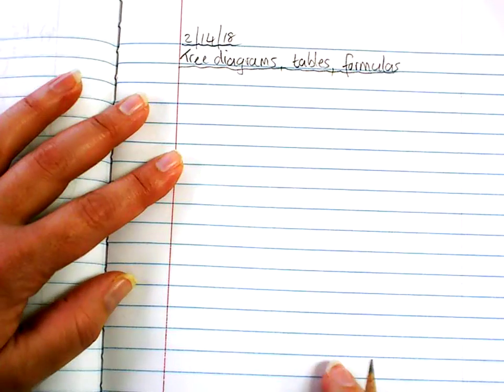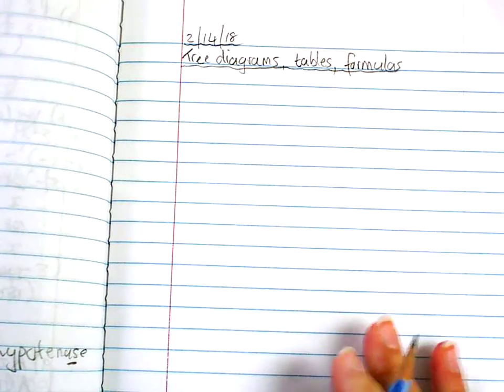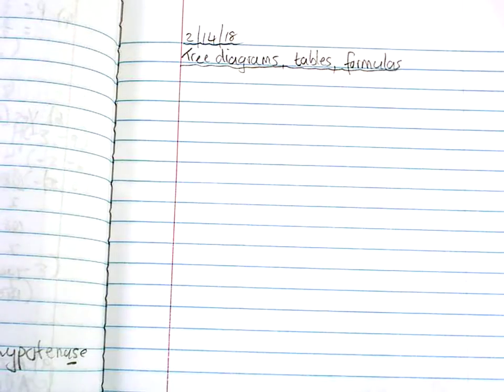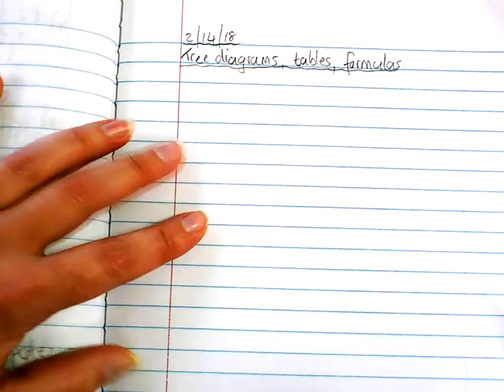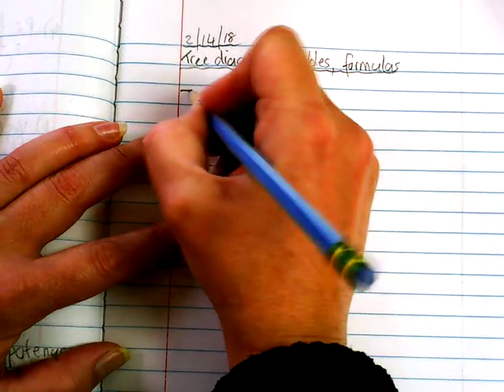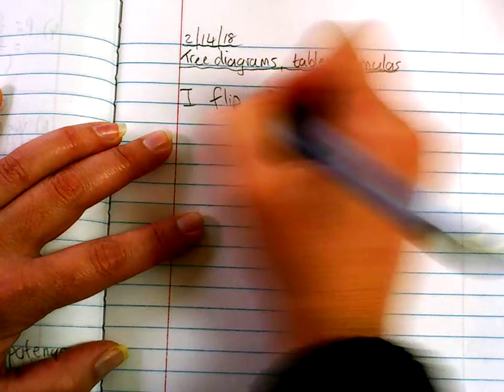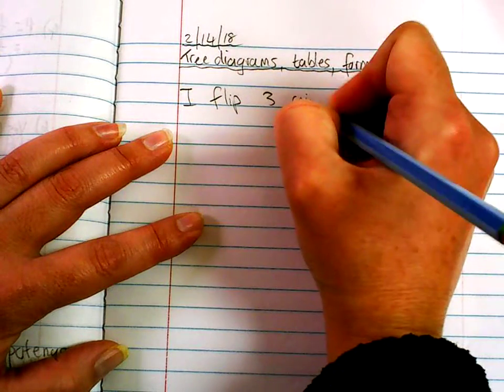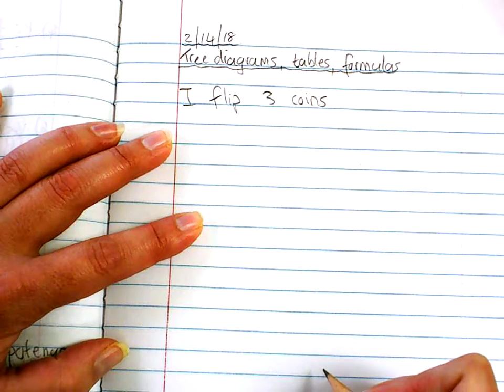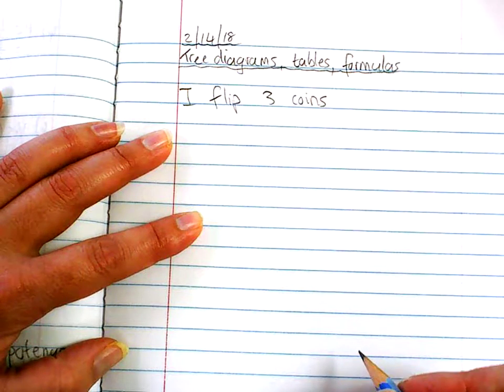I'm going to start out with an example immediately. And I'm going to start with a tree diagram. Here is the scenario. I flip 3 coins at the same time. And I want to see what the outcomes would be. Would it be all heads? Would it be all tails?